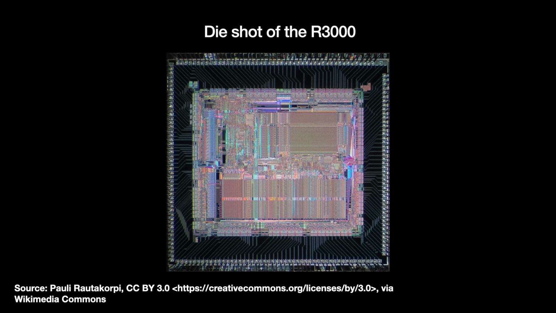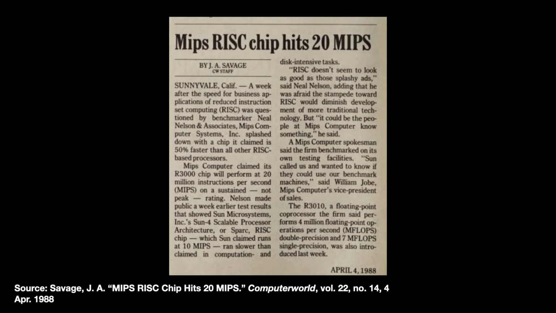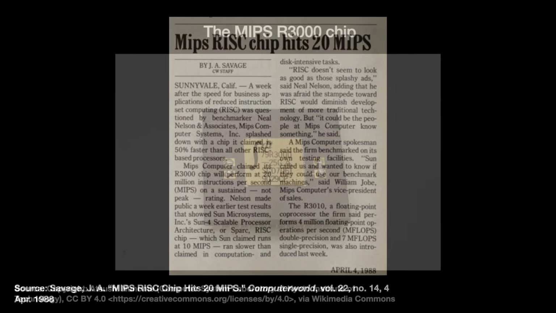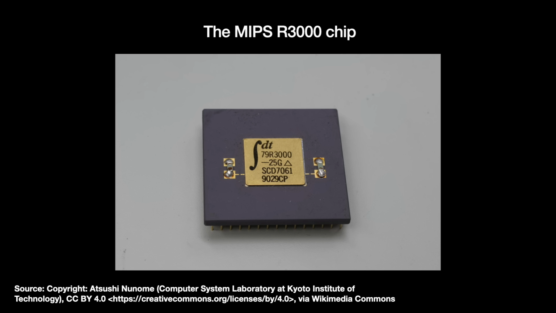MIPS claimed that the 25 MHz R3000 got faster than anything else with as little as a third of the transistors. The R3000 hit an eyebrow-raising 20 million instructions per second with just 115,000 transistors. An Intel 386 chip, on the other hand, managed just 4 million instructions per second and needed 350,000 transistors to do it. Even SPARC, as you remember, managed just 10 million instructions per second.